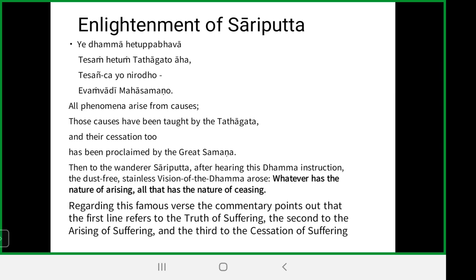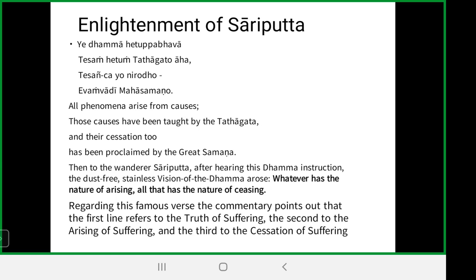Those causes, tesam hetu, tathagato, by the Buddha, said or taught by the Buddha. Tesancha yo nirodo, their cessation. Evam vadi, somebody who said this, Mahasamano, is a great samana. The Buddha is called Mahasamano, means great ascetic, or sometimes somebody who is wise.